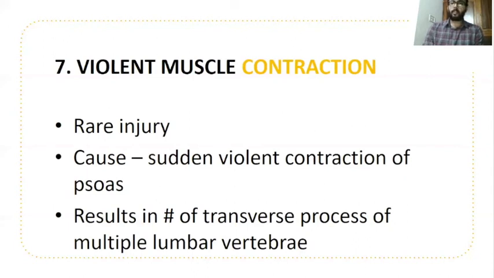This injury occurred to Neymar in the 2014 World Cup. He had this particular injury: an indirect injury due to violent muscle contraction, and a transverse process fracture occurred.